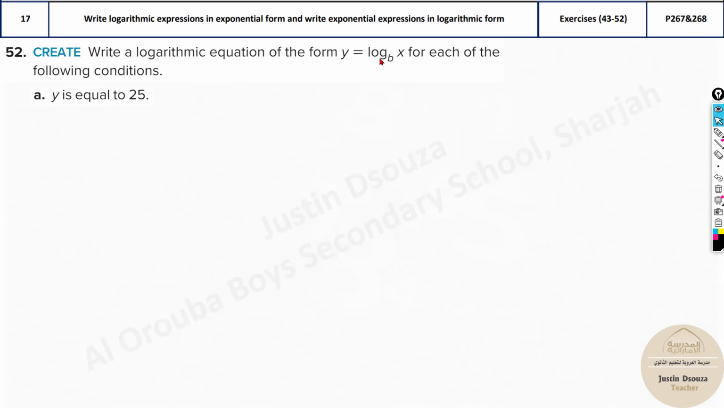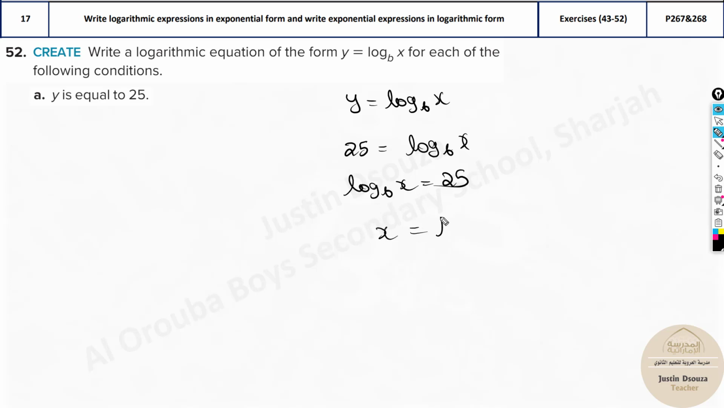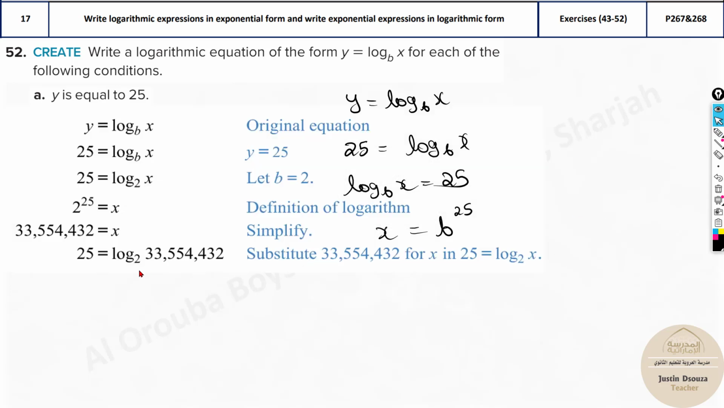And now we have to write a logarithm of the form y equals log base b of x for each of the following conditions, where y is 25. So over here they have given y equals log base b of x. You have to just assume y as 25 and solve. What do we solve for? I think we have to solve for x. So I'll write log base b of x equals 25. I'll take the base to the other side. It will be x equals b to the power 25. So whatever the base is raised to the power, so much is the answer. That's it. Now the b value is not given, so you can just leave it like that.